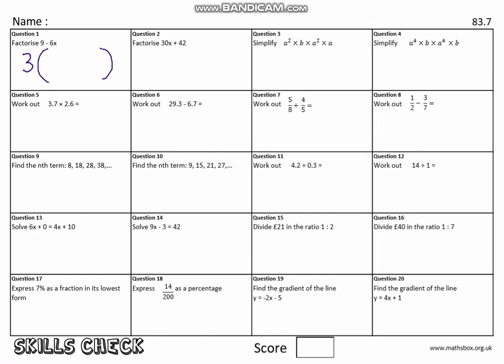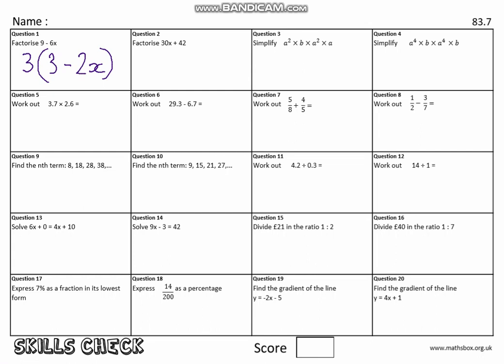Now we know that whatever's on the outside of the brackets, we times whatever's on the inside. So how do I get from 3 to 9? Well, I times 3 by 3. So now I've got my 9. So to get to 6, I would obviously have to times it by minus 2. So 3 times minus 2 equals minus 6, but I want the x as well. So there we go. My final answer to that one would be 3, open brackets, 3 minus 2x, closed brackets, okay?